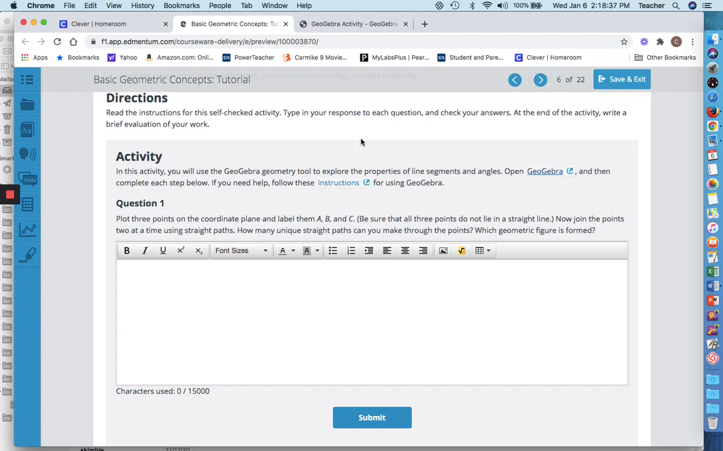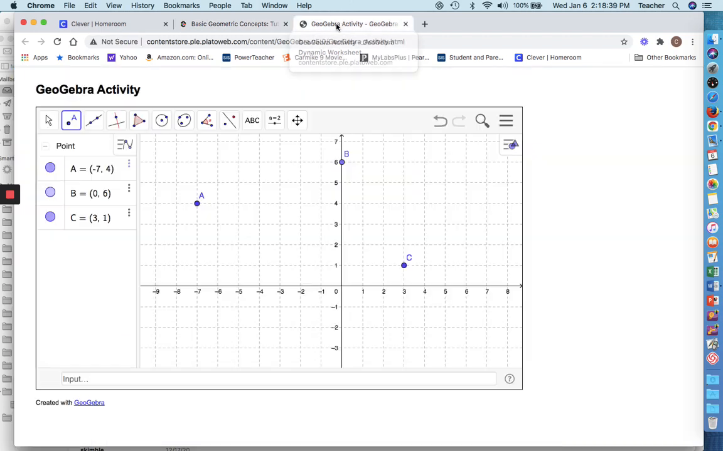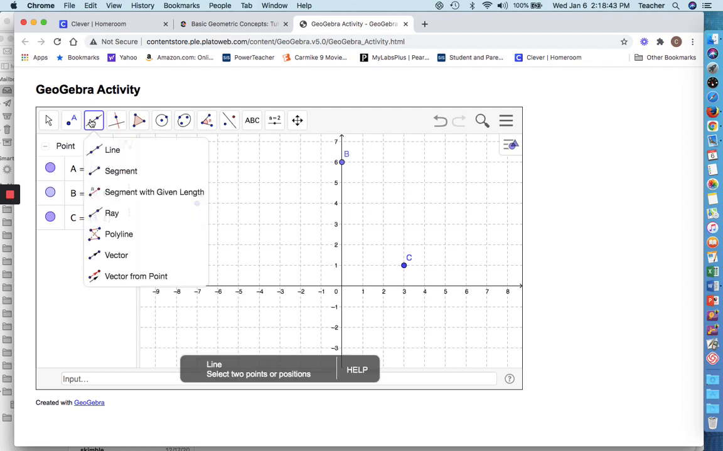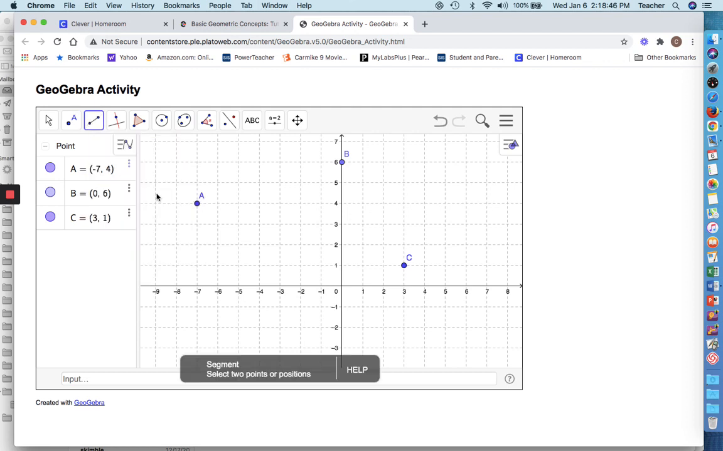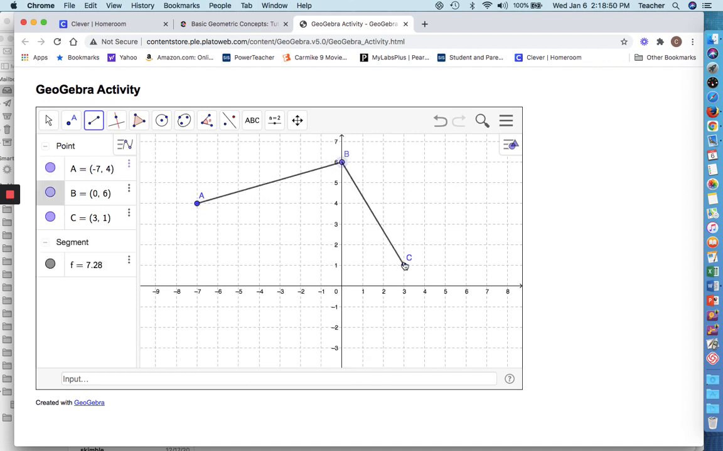All right, so we're going to figure out what kind of geometric figures form. So if you're looking over here, your third icon, I'm going to do segment. Then I'm going to click on A then B, B then C. And don't forget, over here, they're giving the distances for you, which is nice. I'm going to connect C back to A. So we'll notice, hey, this sucker is a triangle.